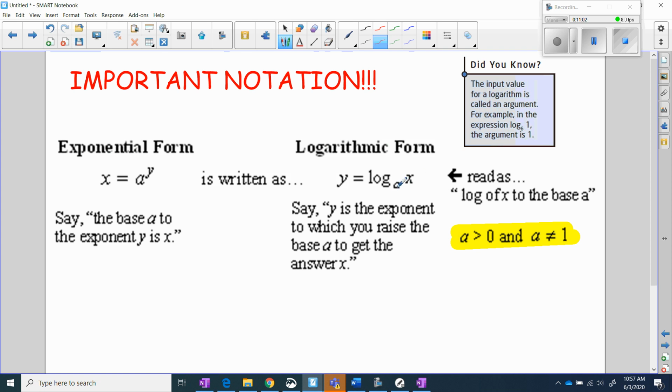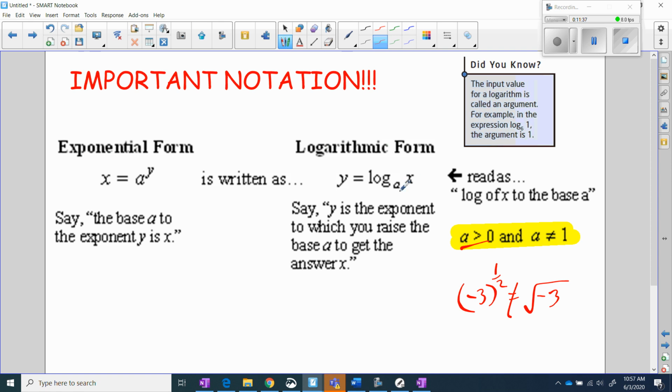A couple things about logarithms. The base has got to be positive. You cannot have negative bases when you're dealing with logarithms. Think about it: if you have a negative base and you start raising it to exponents, say you try to raise -3 to the half, well, half means square root. That's not possible. So I want to avoid undefined situations. We never make the base negative, and we never make the base 1.